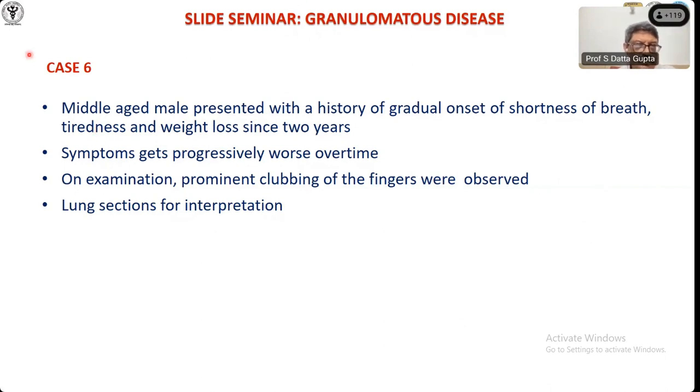Okay. Case number 6. Middle-aged male presented with a history of gradual onset of shortness of breath, tiredness, and weight loss over 3 years. Symptoms get progressively worse over time. On examination, prominent clubbing of the fingers was observed and lung sections were impaired. The clinical history suggests predominantly lung involvement, and they have taken a lung biopsy.